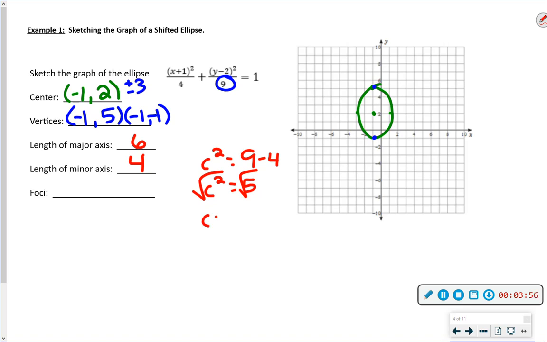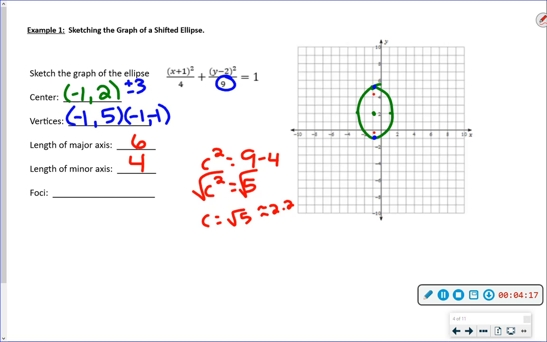That's okay, that's not a big deal. I just happen to know, because I'm going to mark it on the graph here, I don't know why I know this one, I just do, it's about 2.2. So if I want to mark it on my graph, from the center, I'm going to go up 2.2, estimate it, down 2.2. So the red dots are the foci.